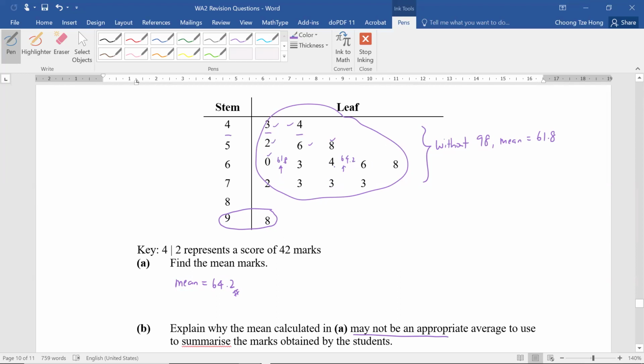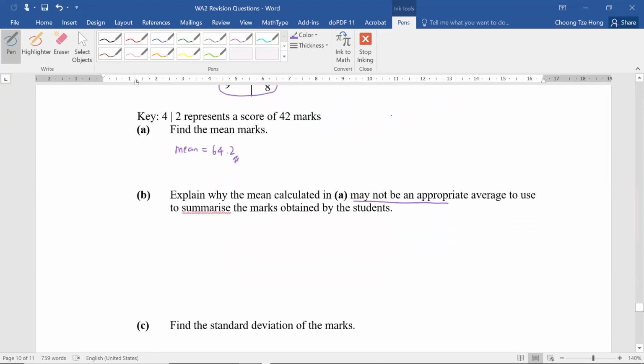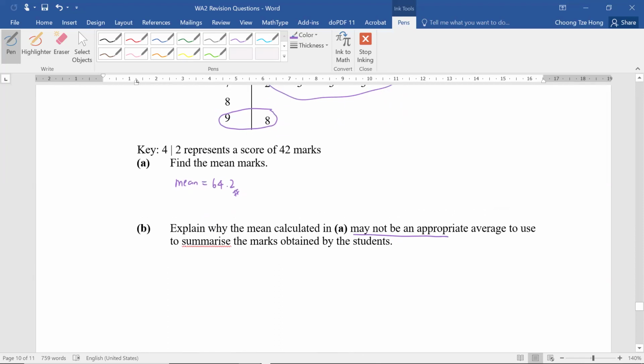So let's craft our answer and see how we can answer the question. What we'll say is that we always acknowledge this outlier or extreme value of 98. So I will say something like this: the extreme, or you can say the extreme slash outlier.